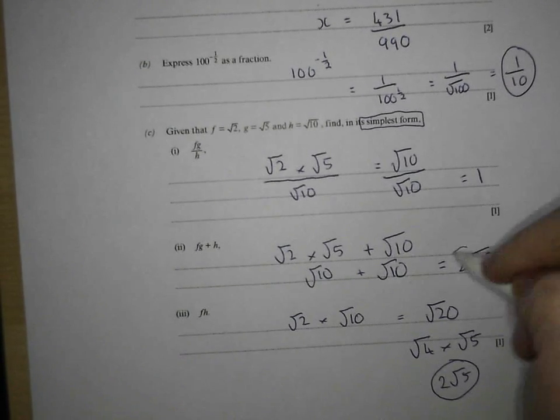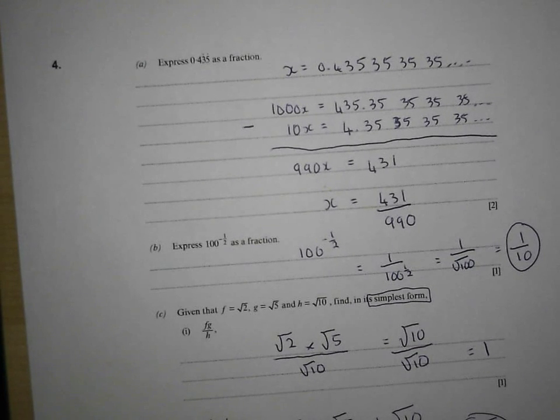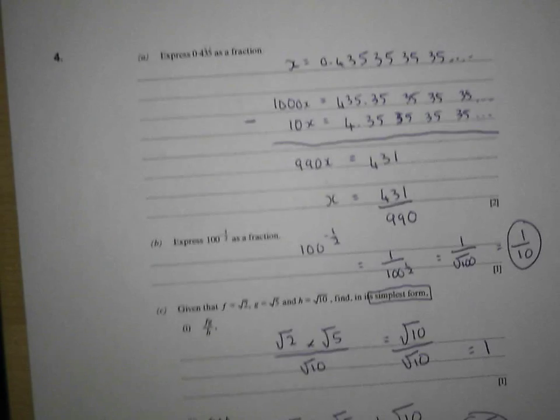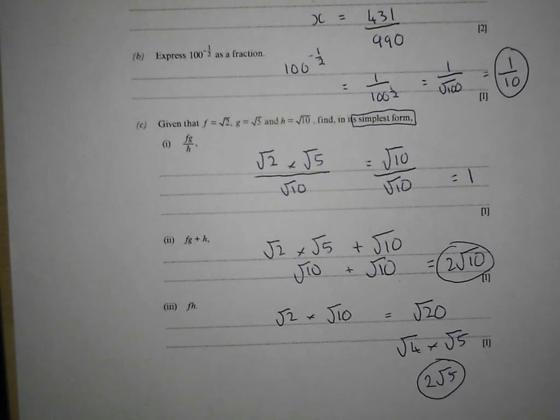So that question opened up with a bit of recurring decimals into fractions, moved beautifully into a bit of negative indices, and ended with some surds. What more could you want?